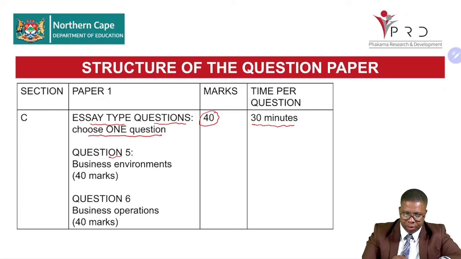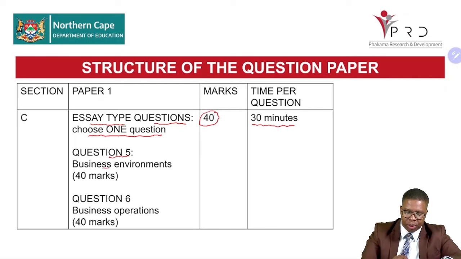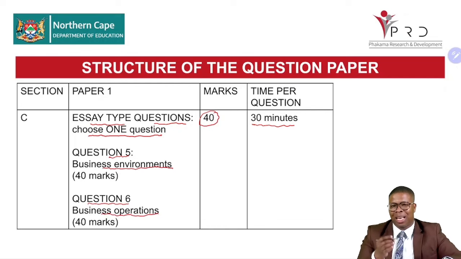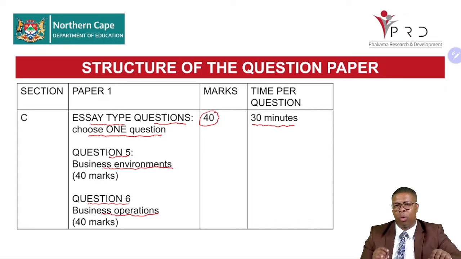Question 5 will have an essay that will assess subtopics under the main topic we call business environments. And then you also have question 6, which will be an essay that will assess the main topic we call business operations and all the subtopics under business operations. You are expected to only choose 1.